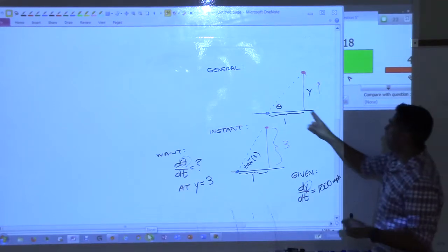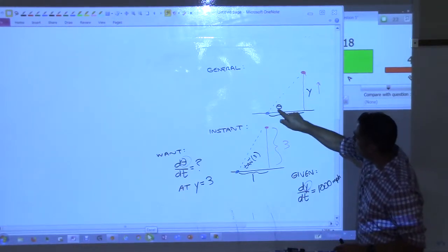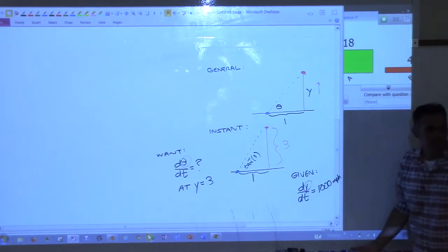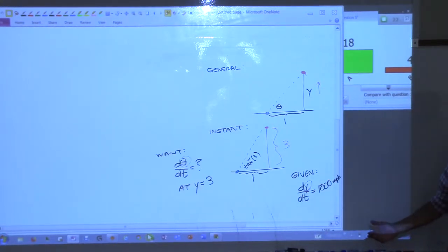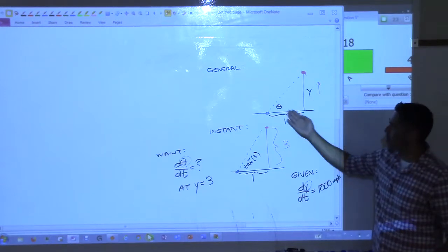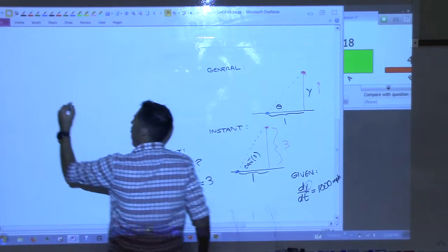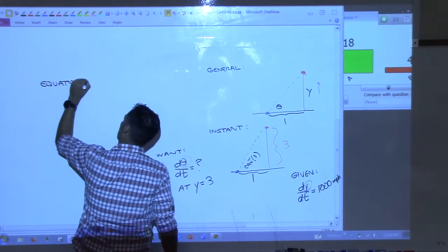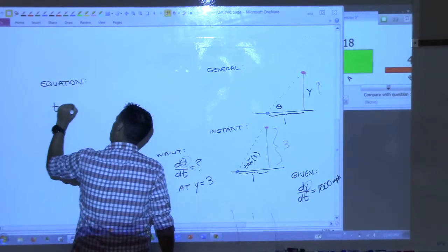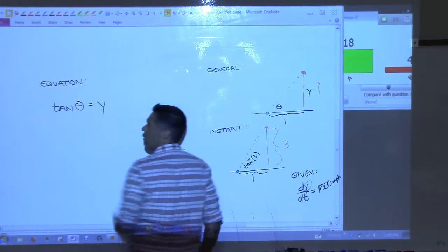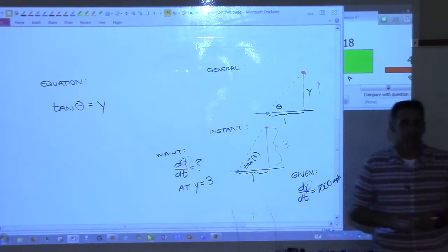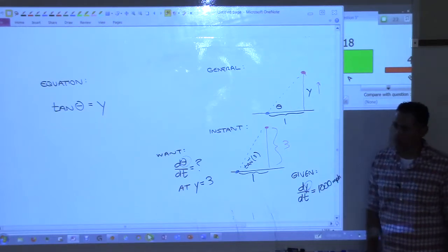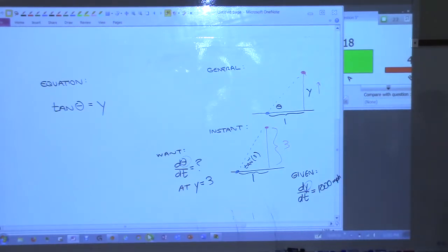That's Pythagorean, but that would be using this side. I want the theta and the y to be connected. Tangent. Yeah, how about tangent? Do we all know tangent? Theta is what, according to this picture? Tangent theta, so I'm coming up with an equation now. Tangent theta is y over 1, right? Just y? Just off this picture.